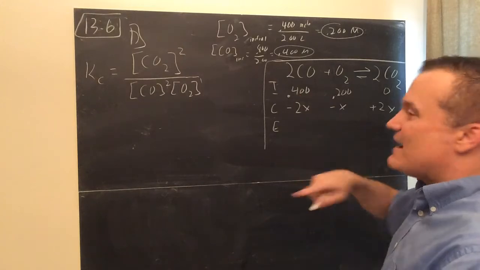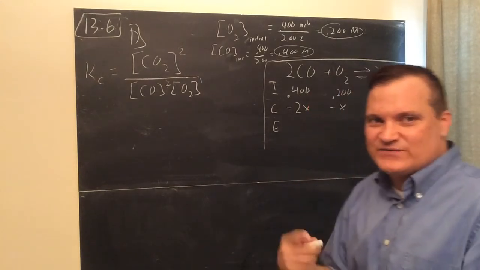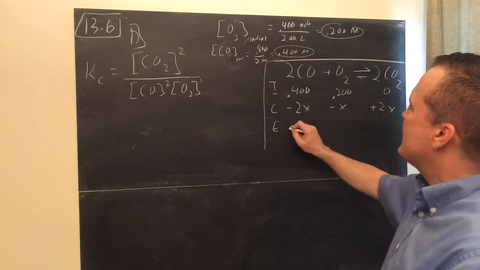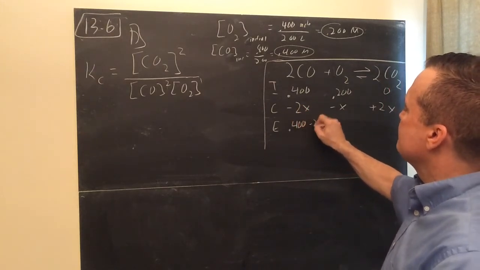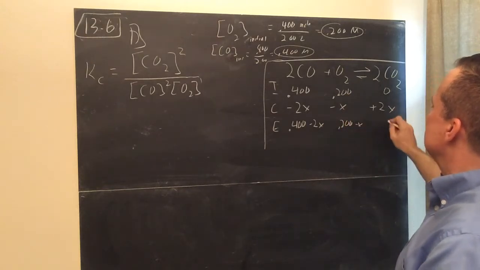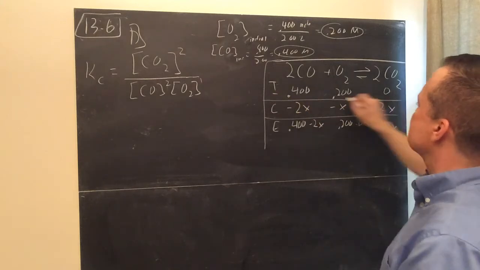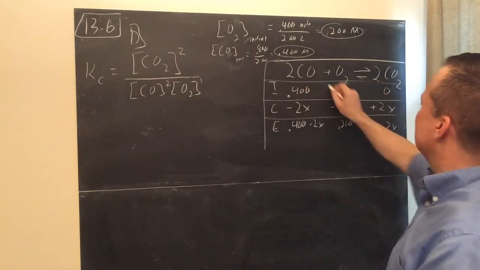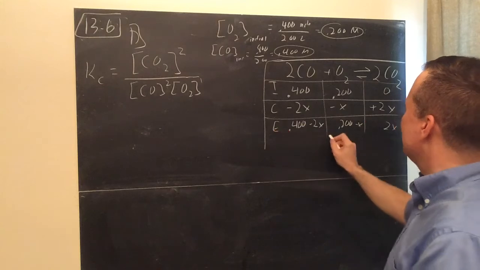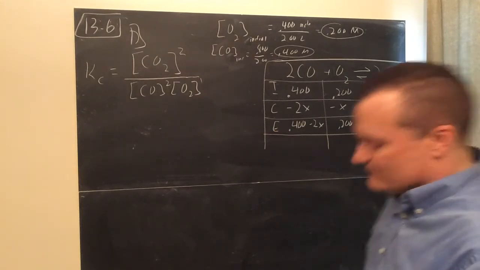But anyway, I might try and do a different problem. We'll see if I'm going to do another one or not on this video. So 0.400 minus 2x, 0.200 minus x, and then 2x. At equilibrium, that's what you have. This is a very important problem. Do not skip. Do not skip the problem there. Okay. If you want to keep it like that, then at the end you can put your answers down there. All right.